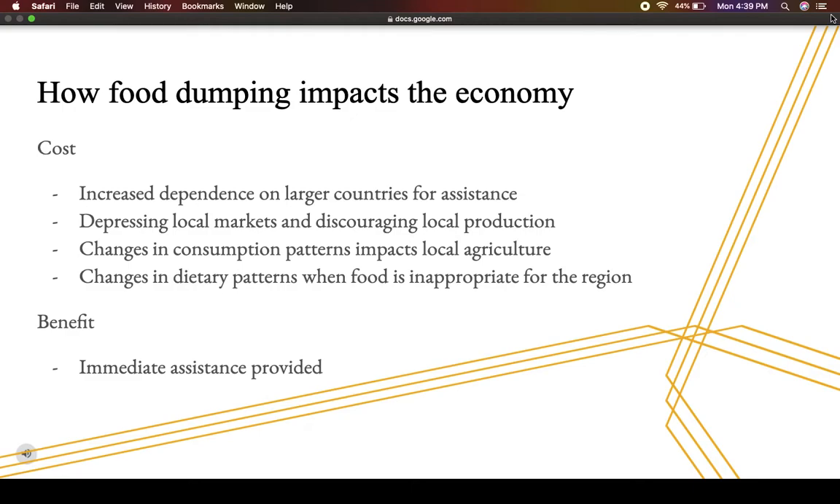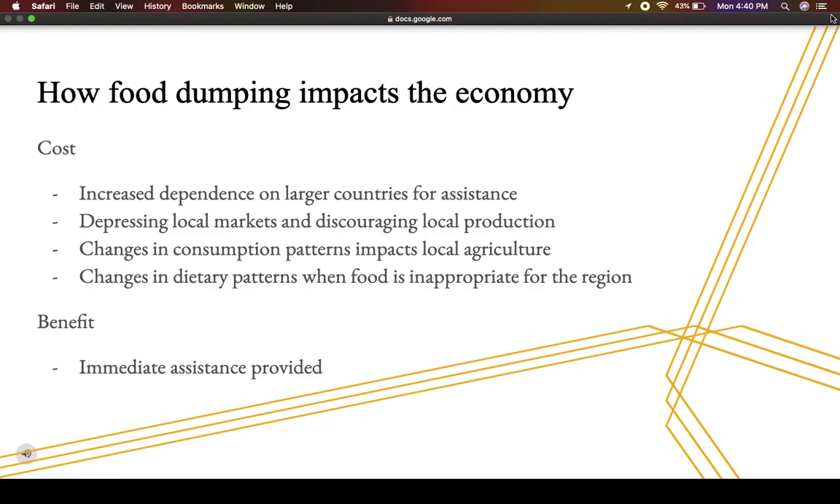In terms of benefits of this food aid, it's generally only that immediate assistance is provided. In the case of monetary donations, the money has to be distributed, and people then go into the markets and purchase food. Whereas in food aid, people get the food and they go home and then they can eat it.